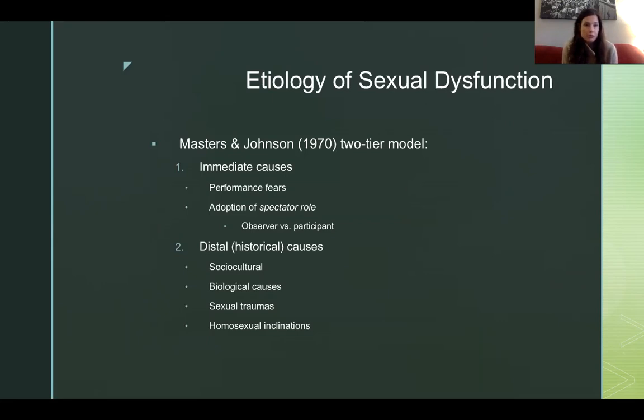There are also sexual traumas that can contribute to anxiety and maybe an inability to engage in sexual activity in a way that feels really good to you. And then there are homosexual inclinations. So again, this is an old model. We wouldn't even really use this term anymore. A lot of people call what used to be considered homosexual relationships same-sex partnerships, same-sex relationships.